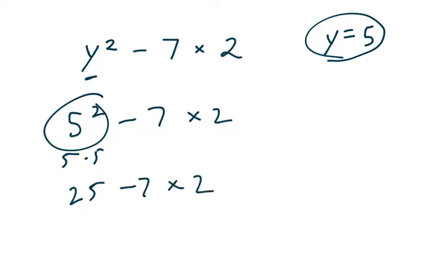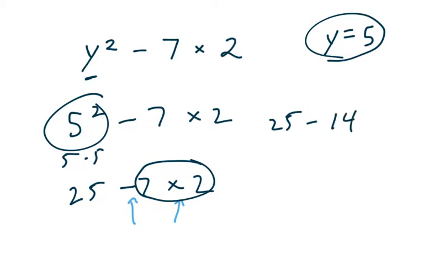What do I do next? Do I do the minus or do I do the times? You got to do the times before you ever do a minus. So notice, guys, I have 25 minus, and notice I did not do the minus yet because I have to do 7 times 2, which is 14. And 25 minus 14 is 11.